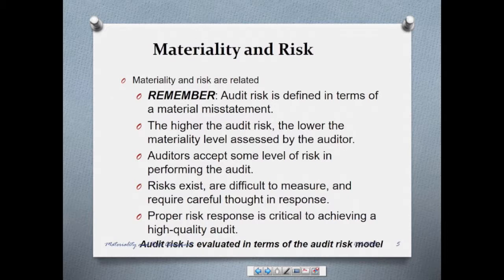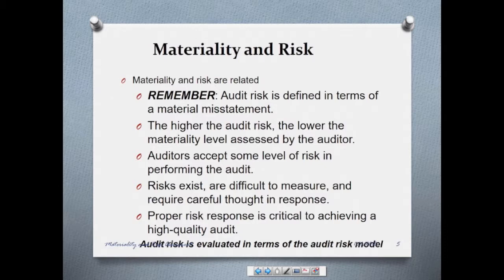So if there's a high risk in that, then you want to lower materiality, and by lowering materiality you're going to look at a lot more, right? So a lot more items are going to be considered, because that number is lower than if it's higher. So you're going to consider more.